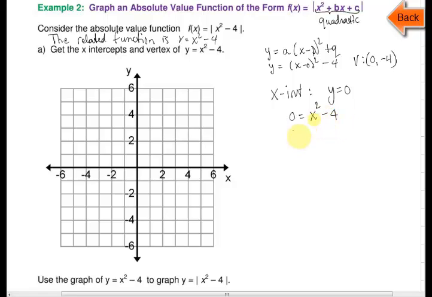We are going to solve for x, so we're going to move the negative 4 over. We get 4 equals x squared. Square root both sides, and don't forget to put plus and minus 2. Okay, so we're going to sketch this graph in. Our vertex is at 0 and negative 4. We have x-intercepts at 2 and negative 2.